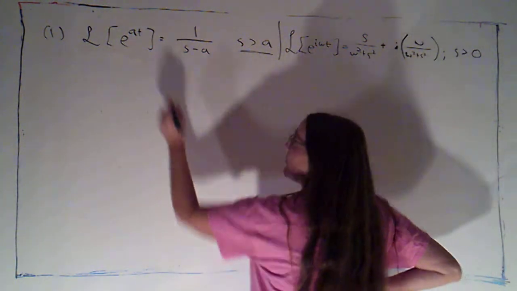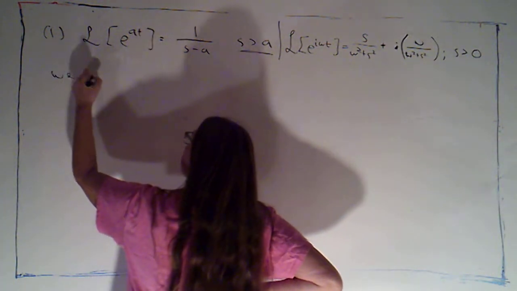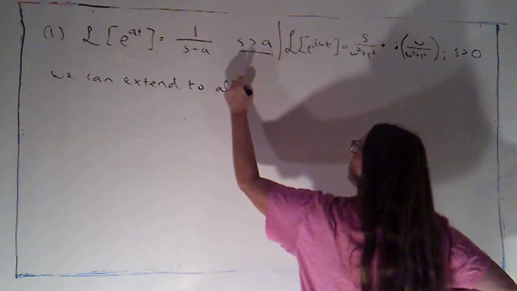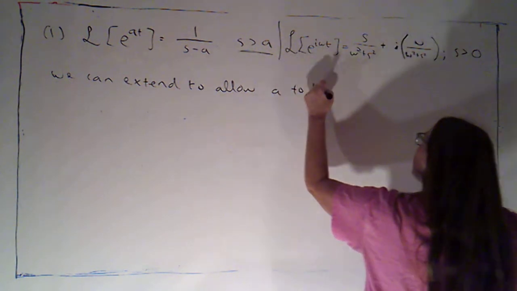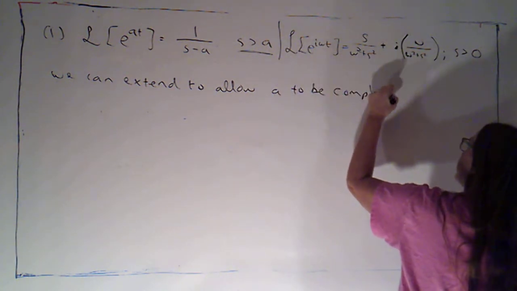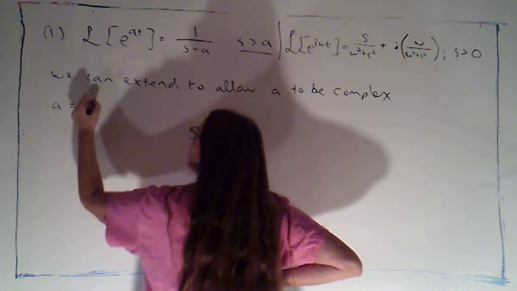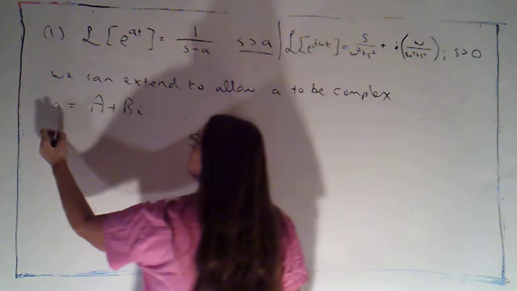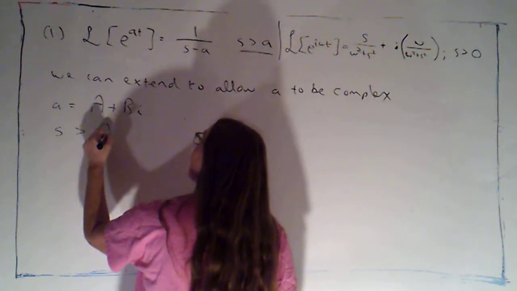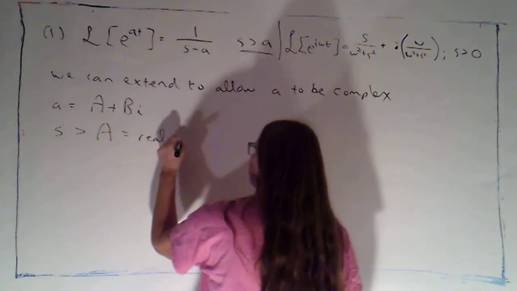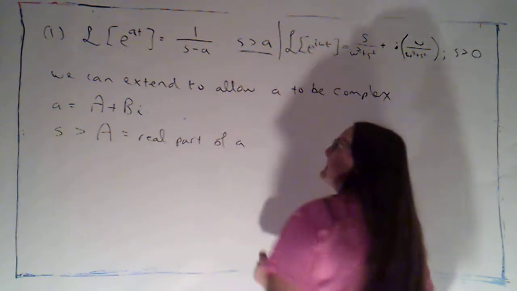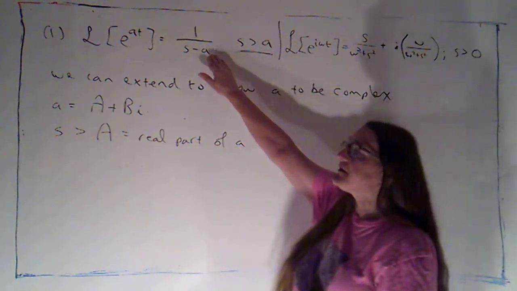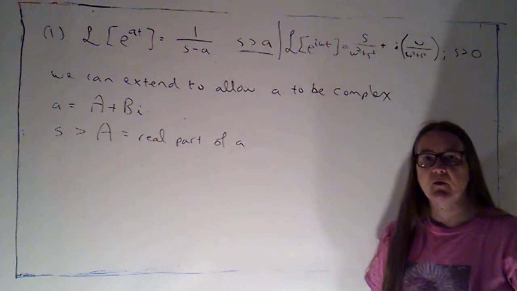Okay, so we can extend to allow a to be complex. Let's say we were to let a equal, I'm just going to write capital A plus bi. Then what we would need is that s has to be bigger than A, which is the real part of a. Okay. If we do that, now this formula will work for complex numbers as well.